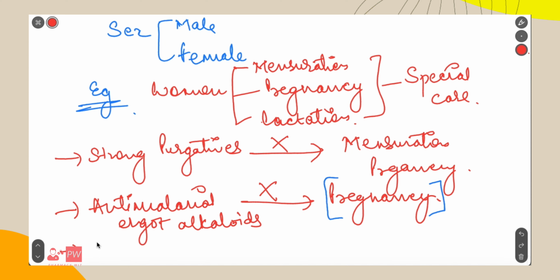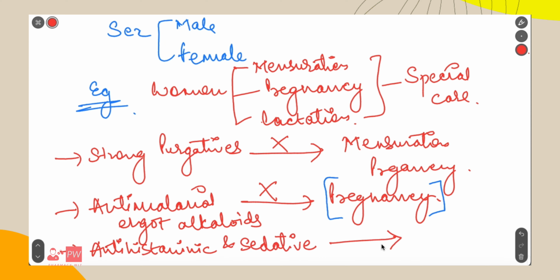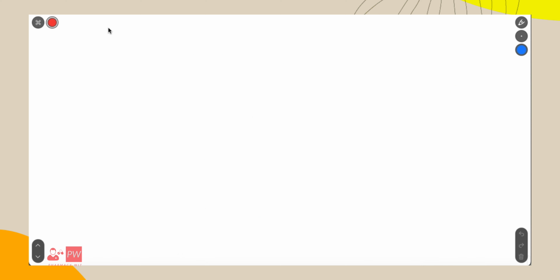Next example is antihistaminic and sedative drugs. They also should not be taken during pregnancy and lactation, because these drugs are secreted in the milk and the child may consume them, and it will harm the fetus. Now the next factor is body size.